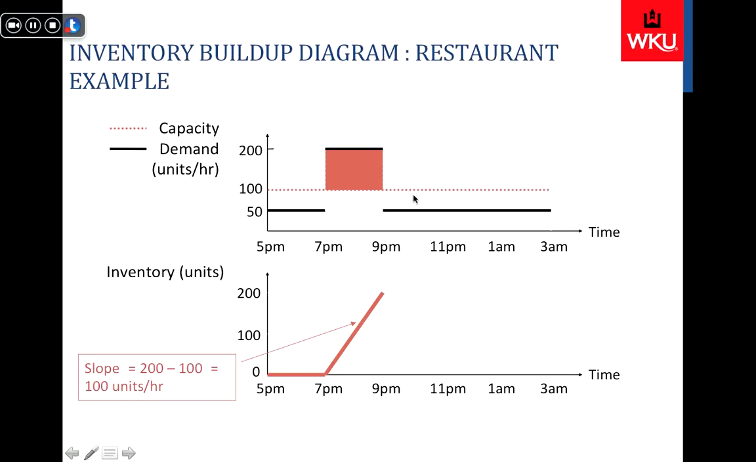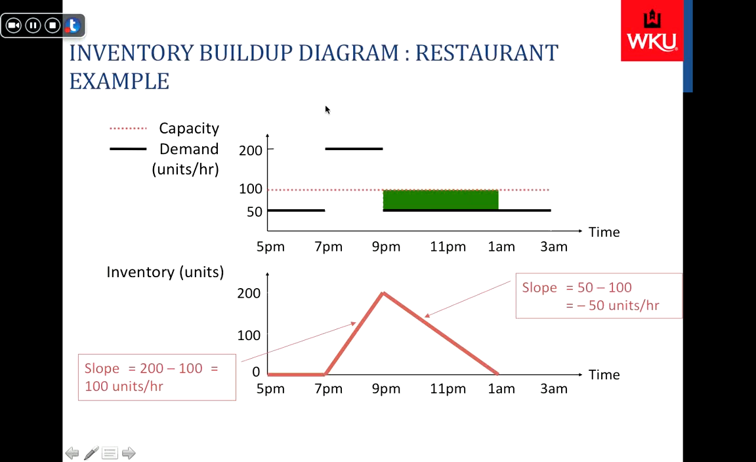And what will be the depletion rate? 100 minus 50. Because of that 100 capacity, half of it will be used for the new incoming customers. The rest of it, which is 50, is going to be used to clear out that inventory that we accumulated during dinner time. So if we clear that inventory 50 per hour, how long will it take to clear an inventory of 200?